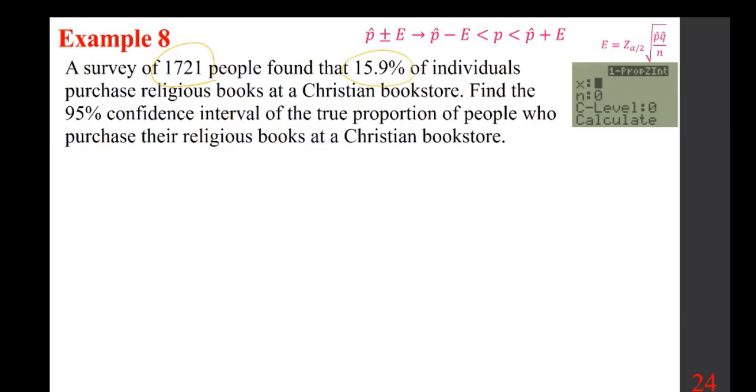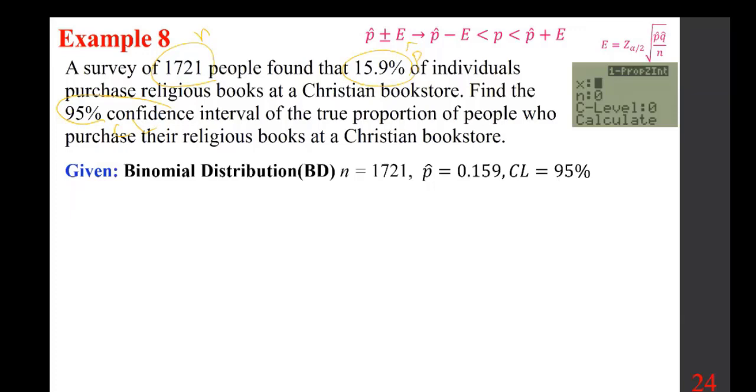15.9% is the next number I see. So this is n. What is that 15.9%? Well, you can find x if you multiply it by n. Yeah, but that is p-hat. Okay, that's the percentage. And what is the confidence level? 95%. And so with that being the case, n is 1721, p-hat is 0.159 with the confidence level of 95%.